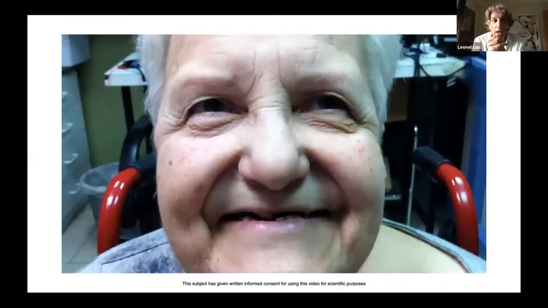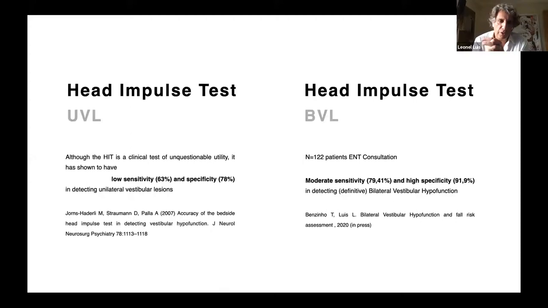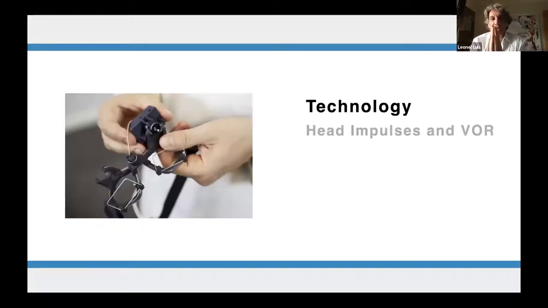So, although it is sometimes difficult to diagnose bilateral vestibular lesions with the head impulse test, in my center we reached slightly higher sensitivities and specificities: a sensitivity of about 80%, which is much better than the sensitivity for unilaterals, and a high specificity of about 92%. So, again, a very important test, not quantified, but very important worldwide in every clinical department. So let's move on to the technology.